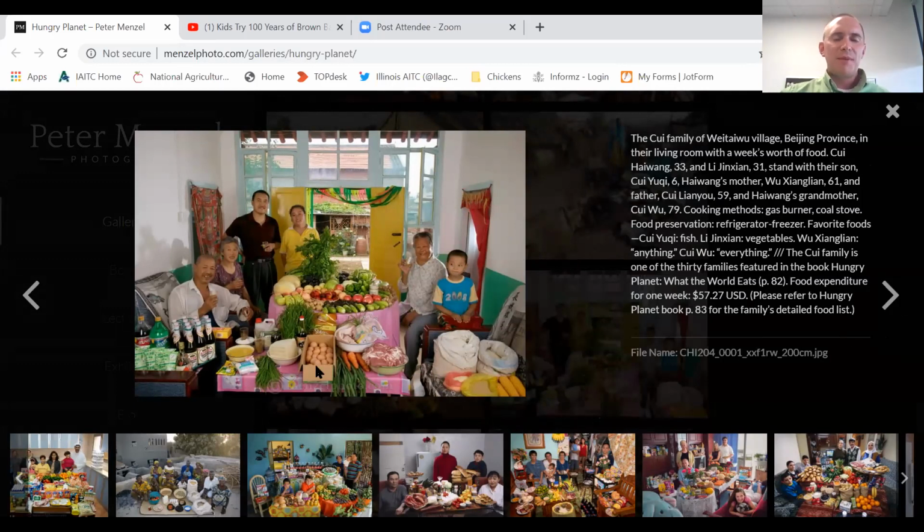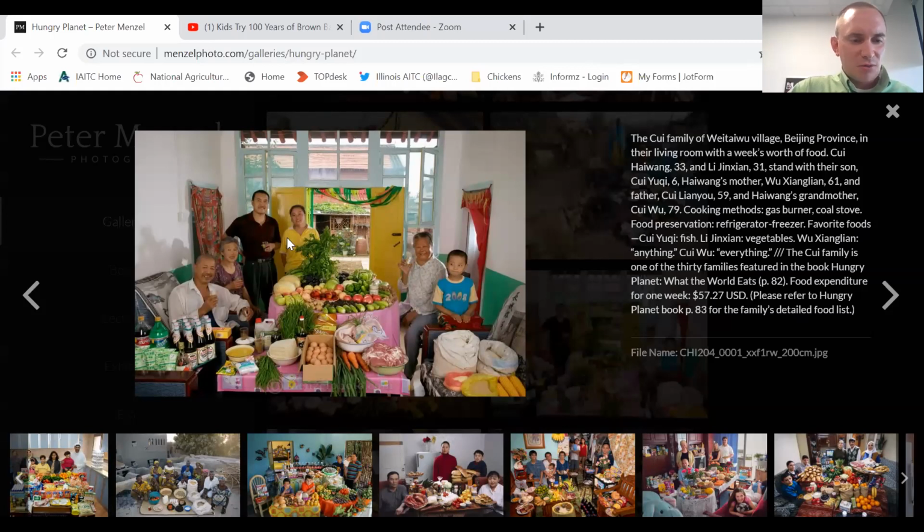Maybe I didn't explain this too: the idea with these pictures is that the author bought them a week's worth of food and said, I'll buy you a week's worth of food if you'll let me take your picture with all the food and with your family. The idea is to represent what they would actually have consumed in the following week.